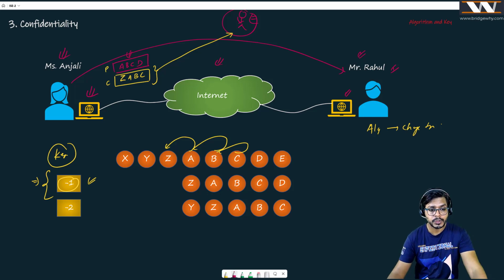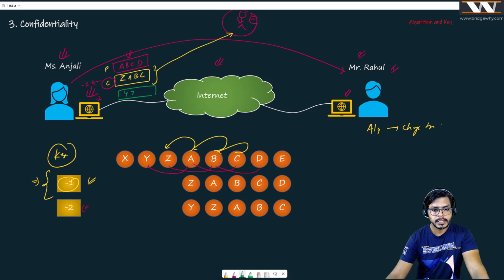If I talk about -2, Anjali will be replacing A with maybe Y, B with Z, C with A, D with B, and so on. This is the ciphertext when she was using a key value of -1. If she used a key value of -2, the ciphertext will become YZAB, as simple as that.